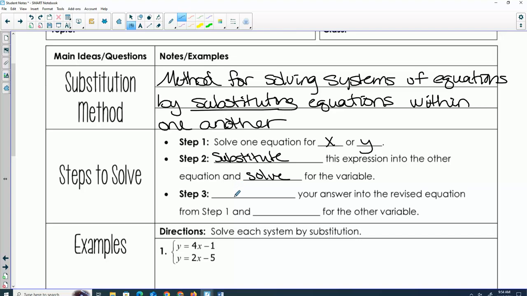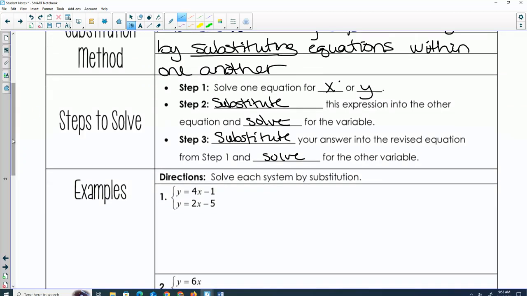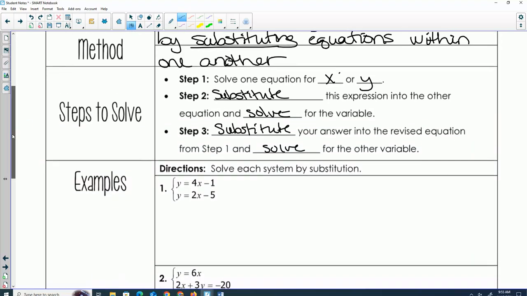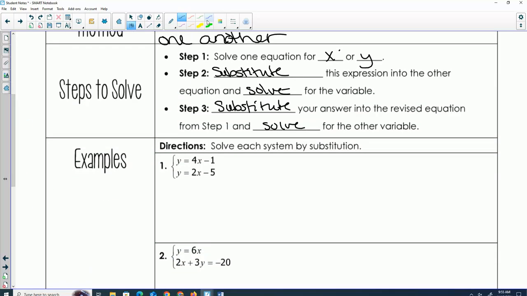Step three, we will take our answer and put it back into the equation in step one. So we are going to substitute again. We'll substitute our answer back into the equation from step one and solve for the other variable. Let's take a look. So step one, we pick one of the equations and solve for one of the variables.